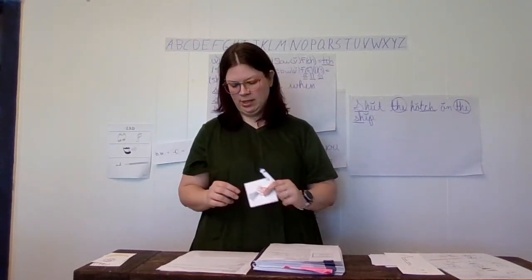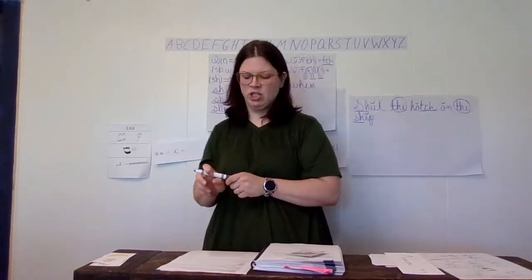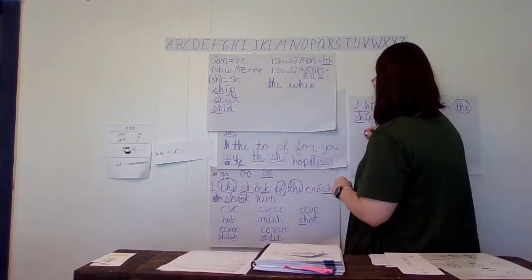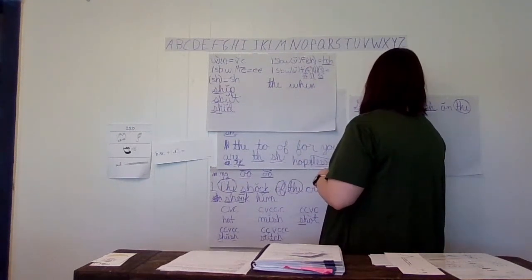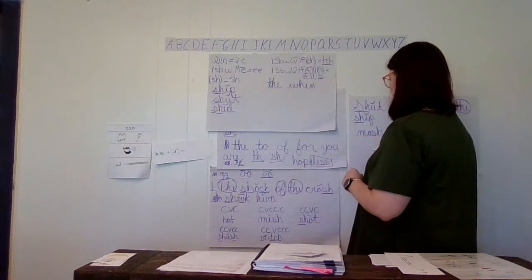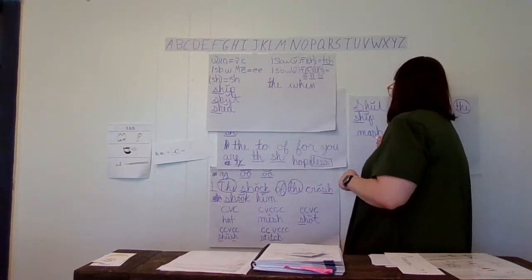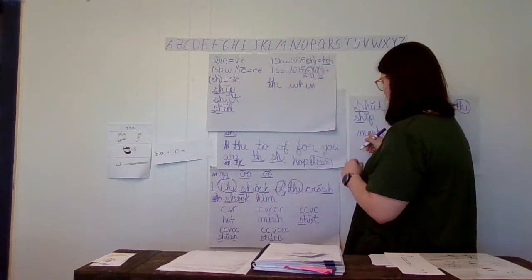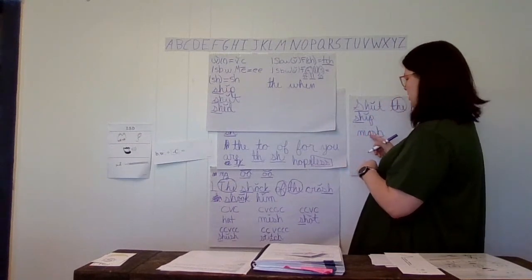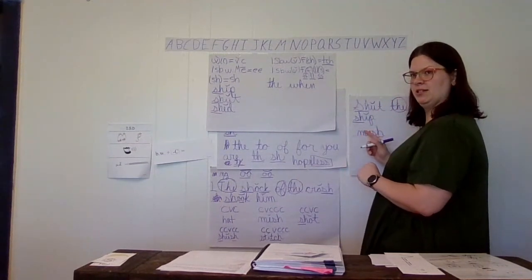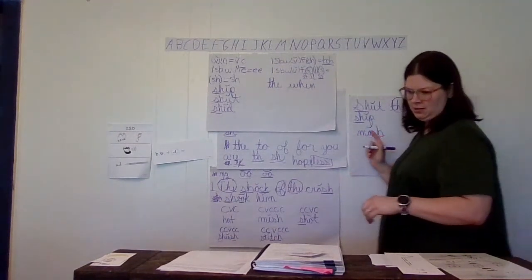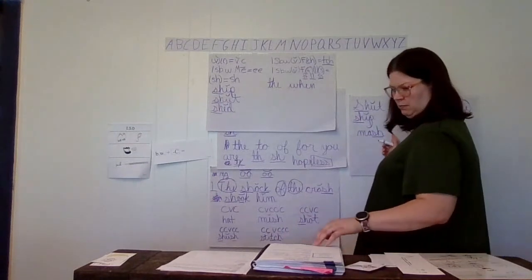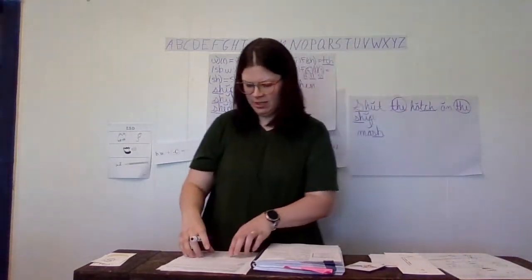And so to review, I want you to write the word mash and code it. So mash. All right, how would we code that? What do we do first? Underline the SH. And then, is our vowel in a closed or open syllable? Is it followed directly by a consonant? So we're going to code it with a breve, and it's going to be short. How would we read it? Mash. Good job.